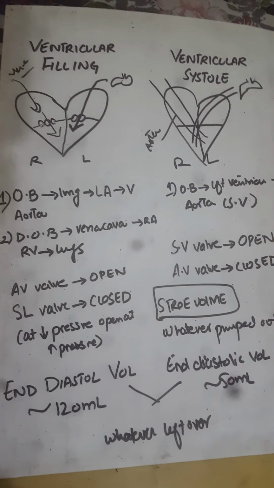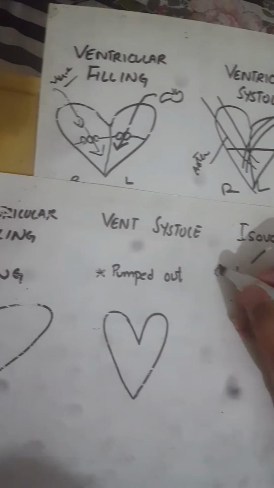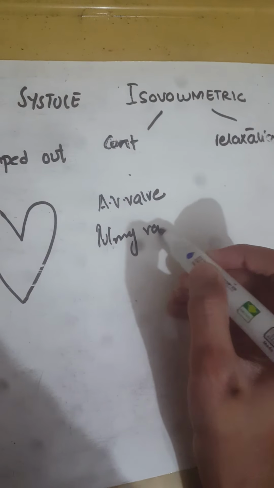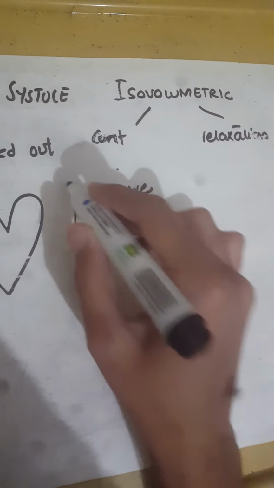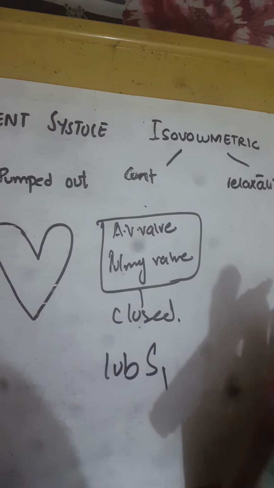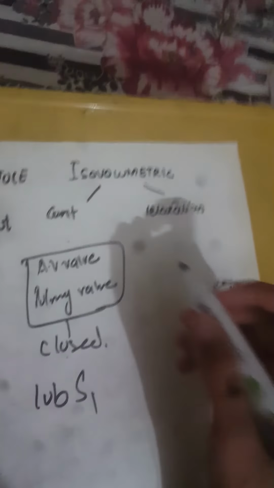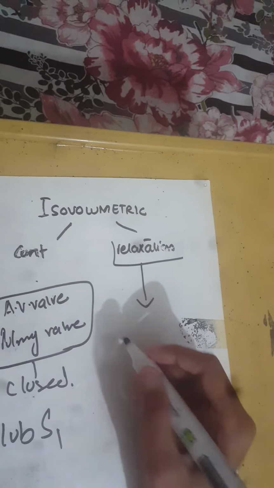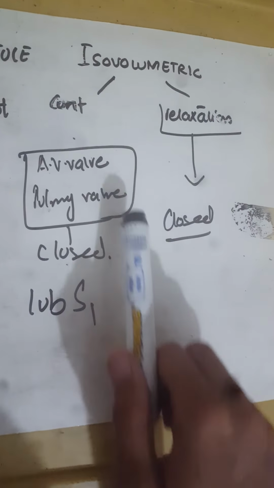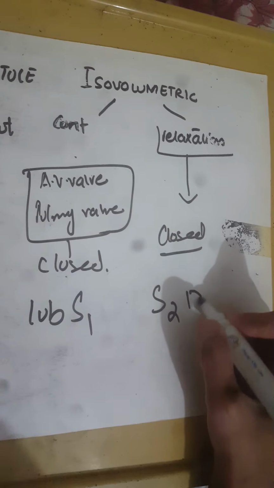I hope you guys understand it in detail. Now go for the isovolumetric contraction and isovolumetric relaxation phase. In isovolumetric contraction, we will talk about the AV valve, the atrioventricular valve, and the pulmonary valve, right? Both of these are closed, right? And on the closure we have the LUB sound, that is the S1 sound. While in relaxation, this is isovolumetric. It means the volume is going to be the same. Both valves are closed. Volume is not going to change. So by this term, remember that the valves are closed in this phase of the cardiac cycle, and we have the S2 sound, that is the dub sound.